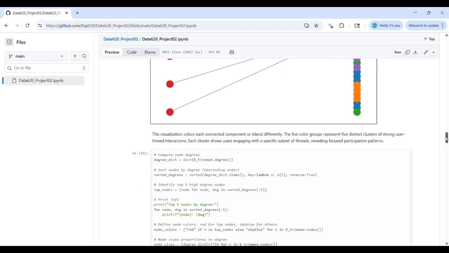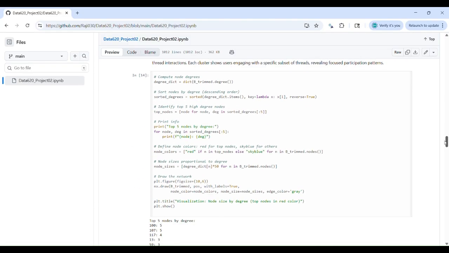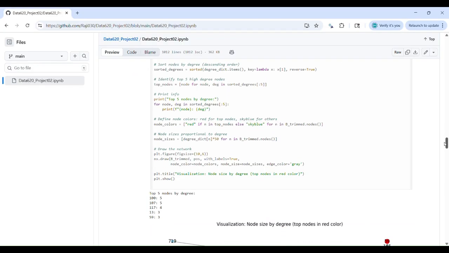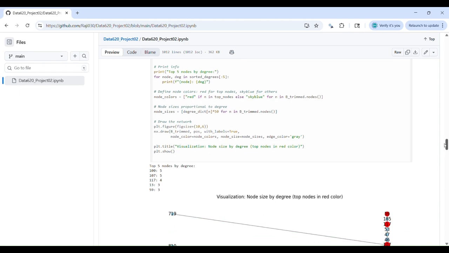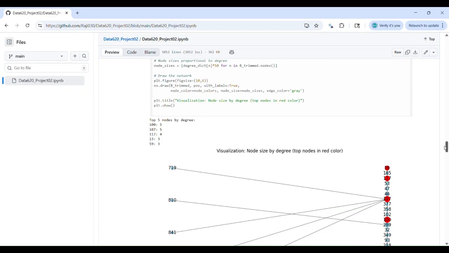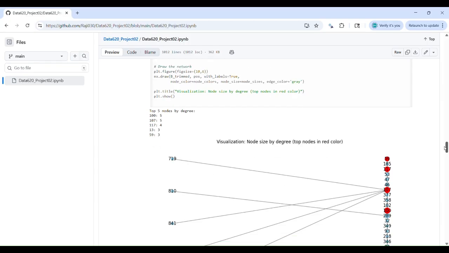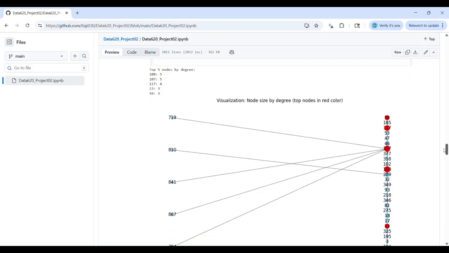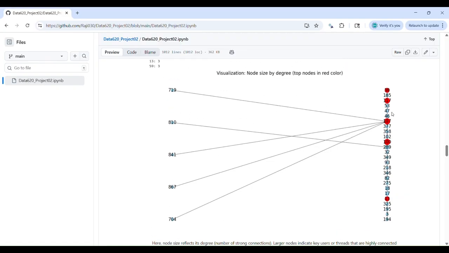And then we computed the top 5 nodes by degree, and we found that the top 5 nodes are 100, 107, 117, 13, and 59. Then we visualized the graph again, where we plotted node size by degree. So here the top nodes are shown in red color. You see the top 5 nodes: 59, 107, 113.